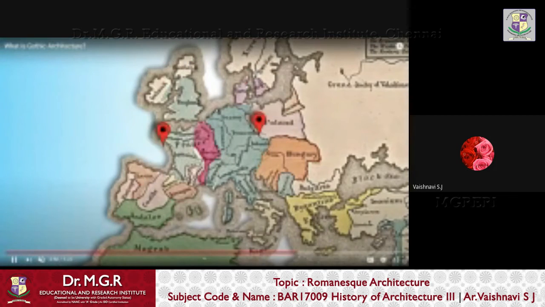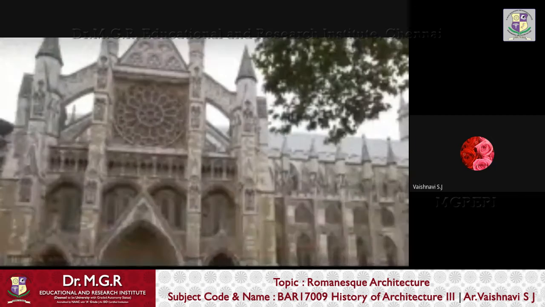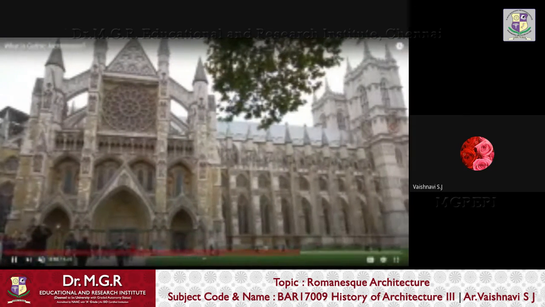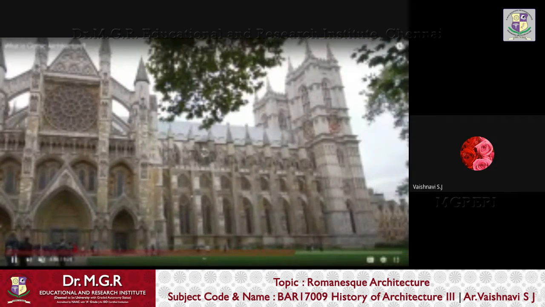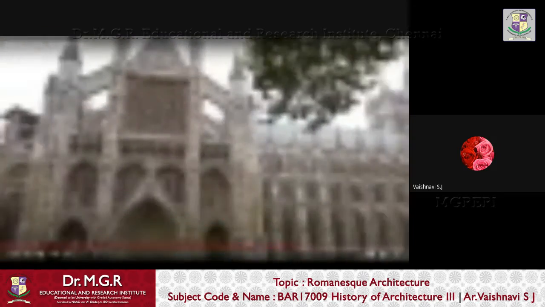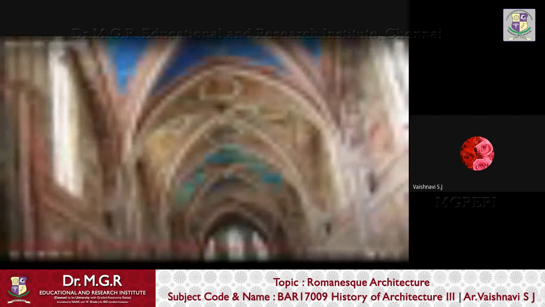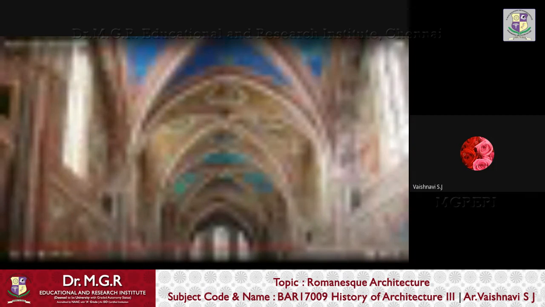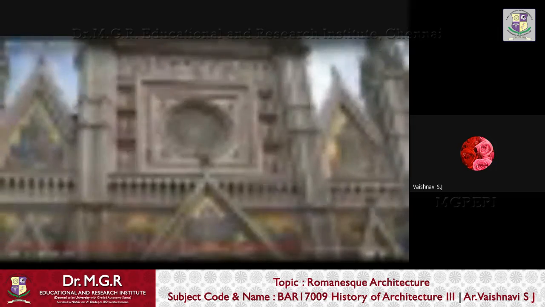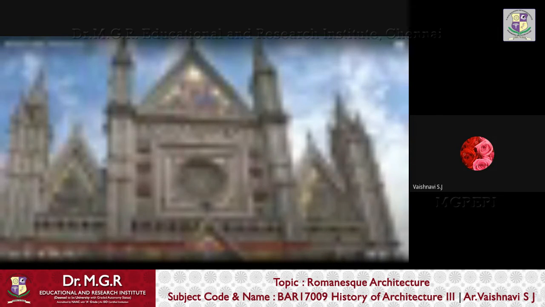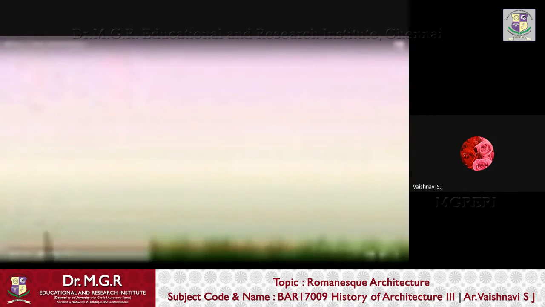And Gothic architecture started to flourish in all these parts, which they showed. So Gothic architecture flourished in all these parts, not only in France. All these parts had Gothic style churches. And here you can see the rose window here again, and flying buttresses. And they used a new type of vaults called sexpartite vaults.